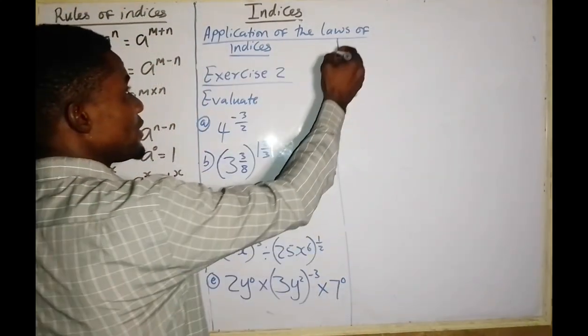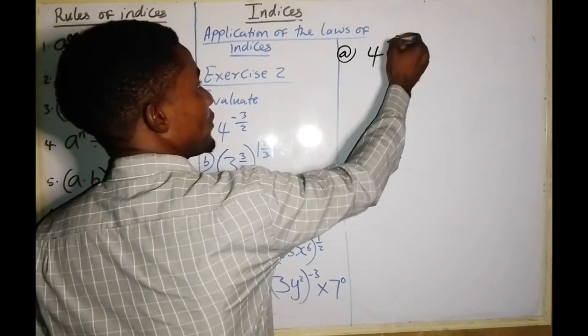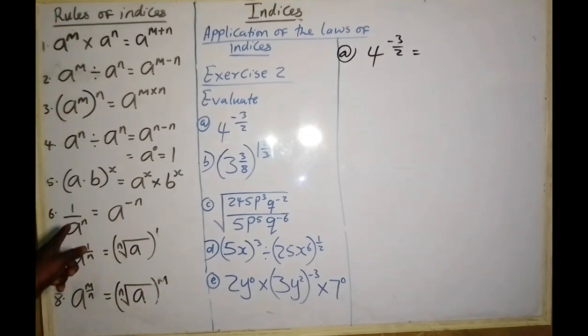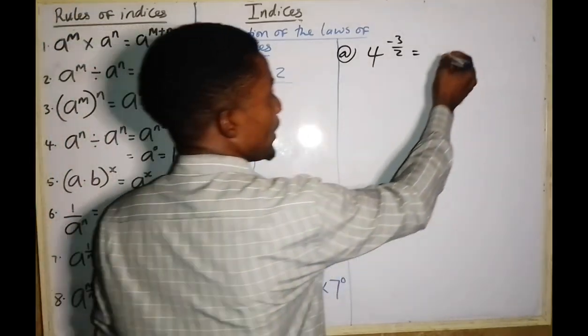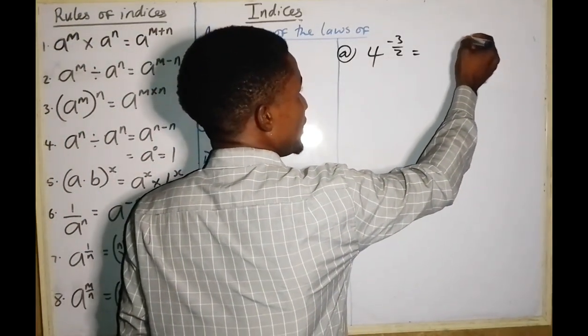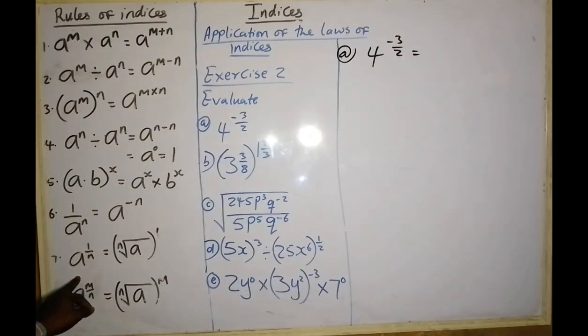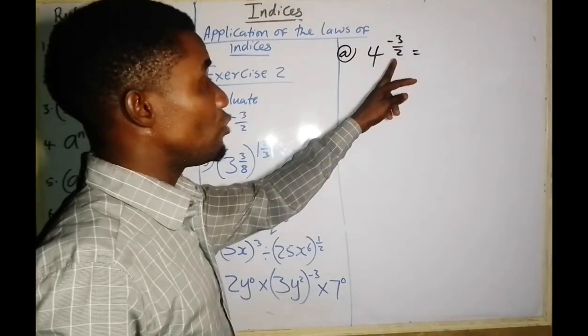The first question says, evaluate 4 raised to the power of 3 over 2. We're going to apply one of the laws of indices, which is the fractional index law. The fractional index law says that when we have a base with an index that is a fraction with different values, the denominator is going to be the root.